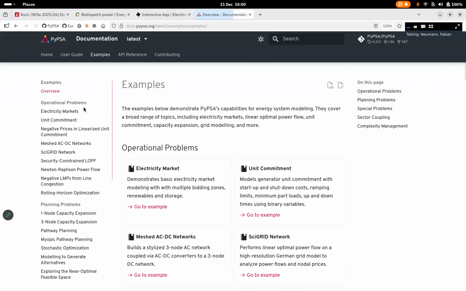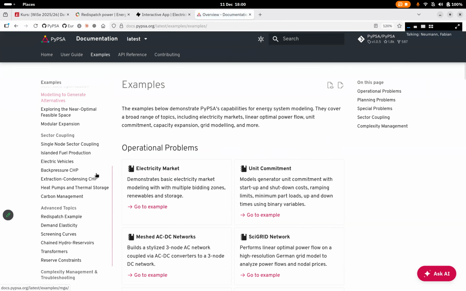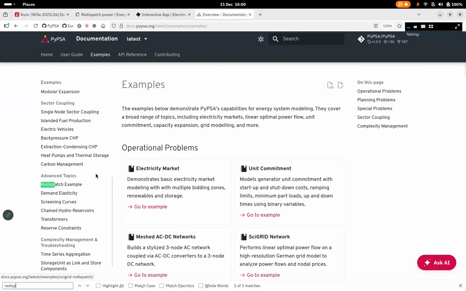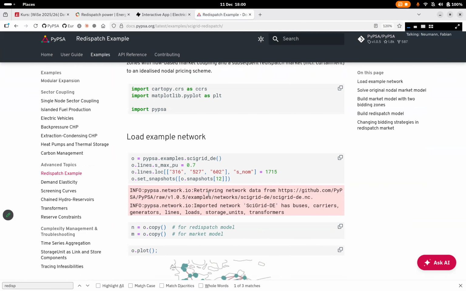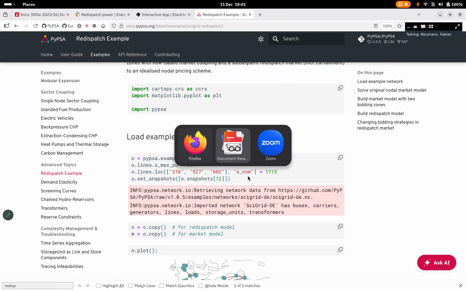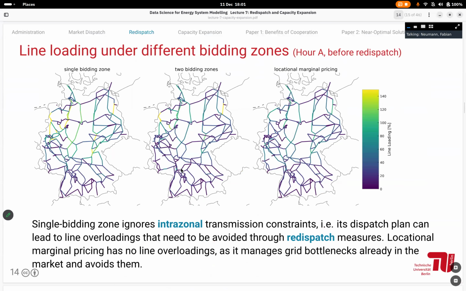So I think if you go to examples and then redispatch, you can look at that. It's a bit more complicated, maybe not the most beginner friendly, but if you want, after you've gone through the PyPSA examples first, then the other examples first, then you can go here. It's not that long, but it takes a bit of thinking, I would say.